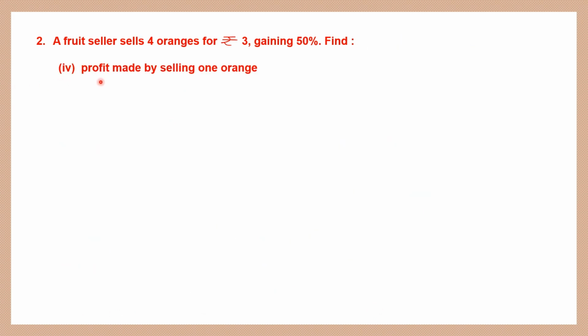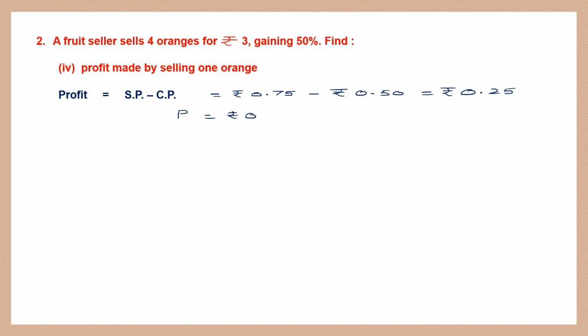Fourth question is we have to find the profit made by selling one orange, and that we find by subtracting the cost price of one orange from the selling price of one orange. So profit is selling price minus cost price, and the selling price we have found out is 75 paise or 0.75 rupee, and the cost price is 50 paise or 0.50 rupee. When you subtract both, you get 0.25. So we have found the profit. The profit is rupees 0.25. So this is the answer to the fourth question.